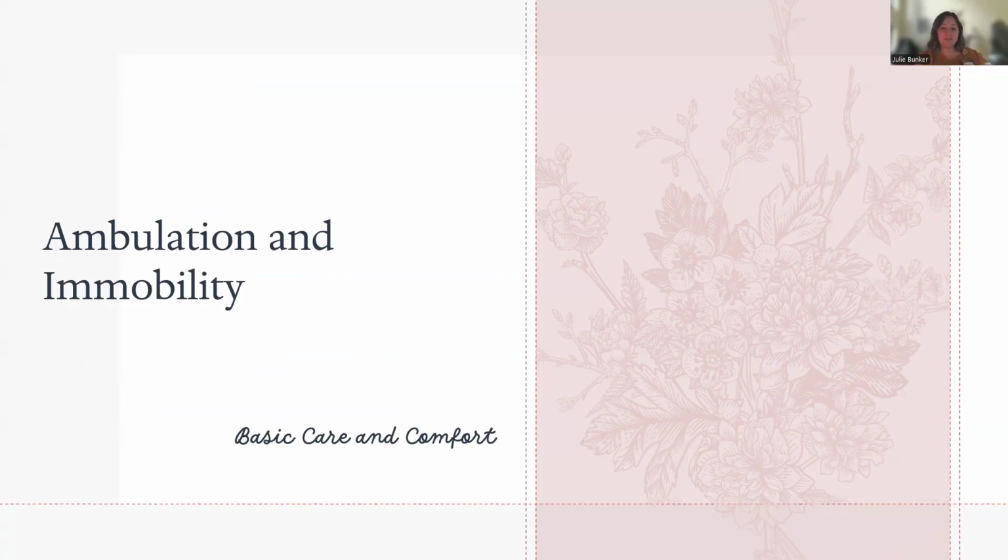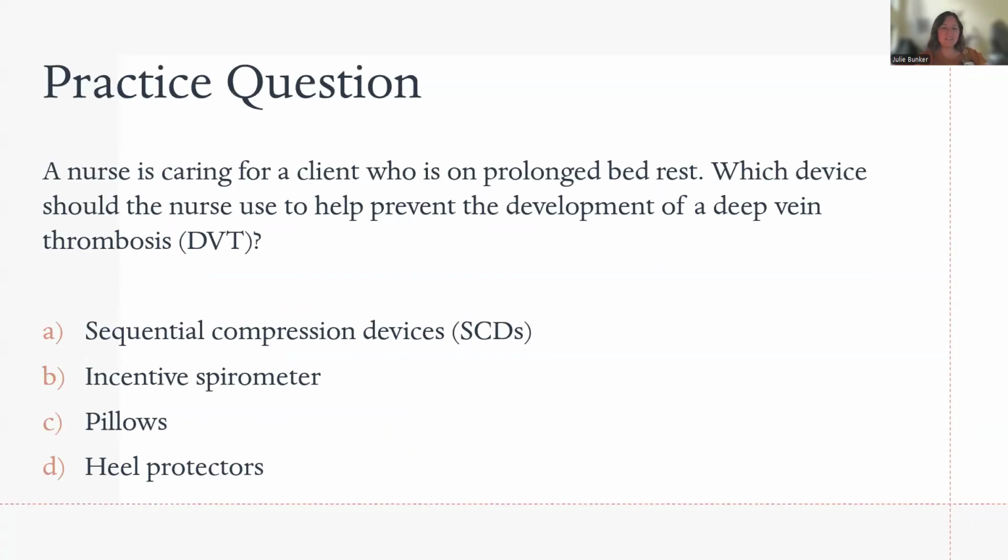Okay, practice question based on this topic. A nurse is caring for a client who is on prolonged bed rest. Which device should the nurse use to help prevent the development of a deep vein thrombosis, a DVT? A, sequential compression devices, that's SCDs. B, incentive spirometer. C, pillows. Or D, heel protectors.